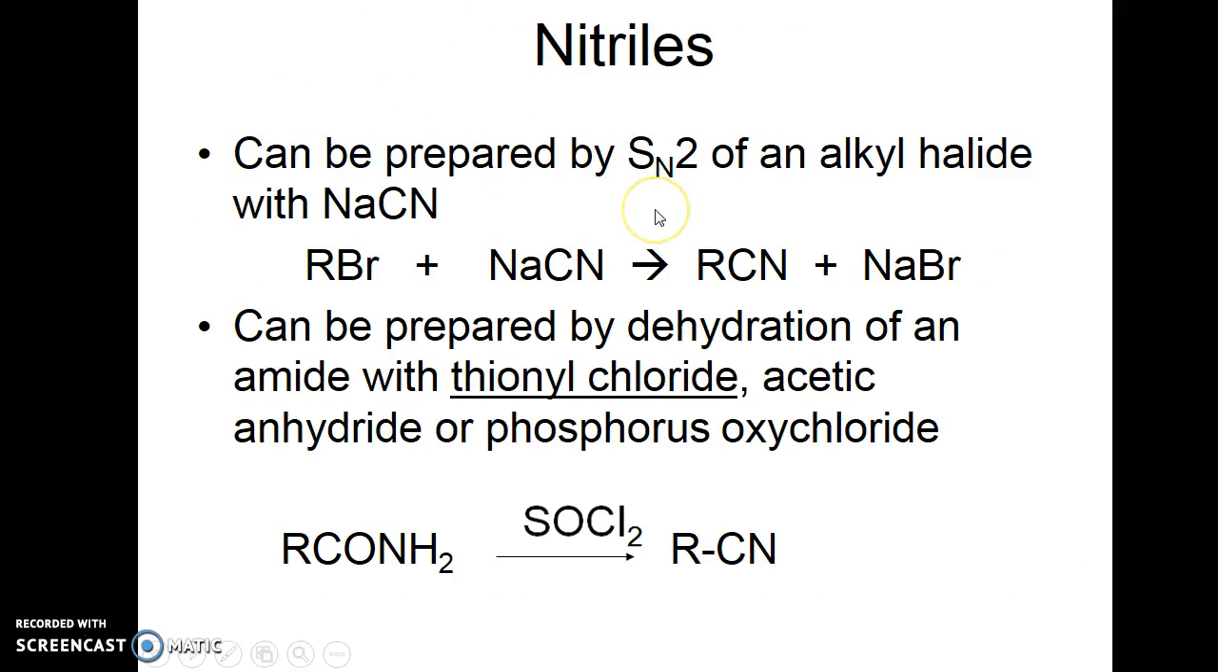Nitriles we have seen already. Last semester we did this. We could prepare them by an SN2 reaction with sodium cyanide. Remember, since it's an SN2 reaction, primary and secondary carbons are required, and primary really is best. You can also prepare them by taking the amide, this is an amide functional group down here, and dehydrating it with thionyl chloride or phosphorus oxychloride. Acetic anhydride would work also. What it does is it pulls water out of this functional group and makes the nitrile.